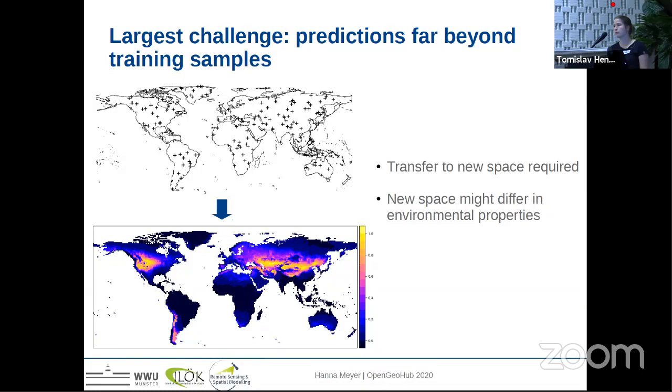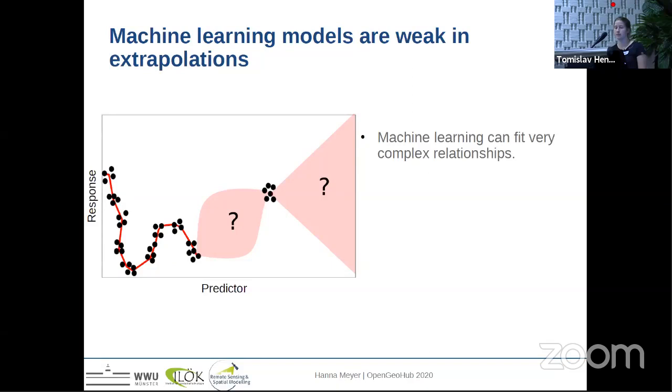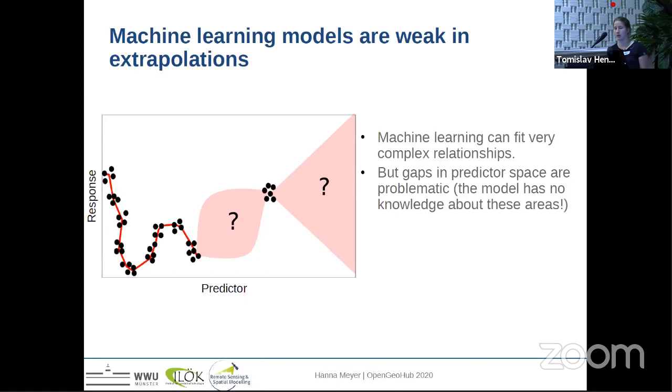However, this new space might considerably differ in its environmental properties compared to what has been observed in the training data. And this leads to a question that has not been addressed by either spatial validation or spatial variable selection so far. And this is what happens if the algorithm has never seen such environmental properties. And this can be insofar a problem as machine learning algorithms can fit very complex and nonlinear relationships here between predictor variables and the response variable. But at the same time, this makes them very problematic for extrapolations. So whenever we have gaps in a predictor space, like for example here, where we don't have any support of training data, this can be very problematic because the model simply has no knowledge about these environments and therefore doesn't know how the relationship between predictor and response looks like for these areas that have predictor properties that are not covered at all by the training data.